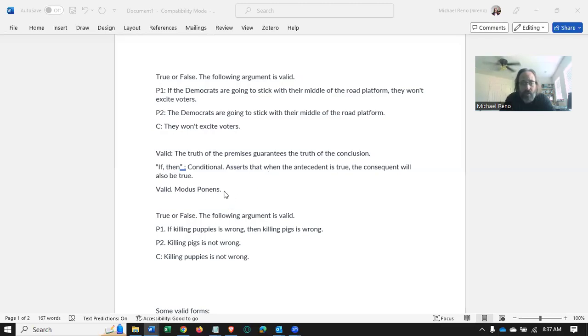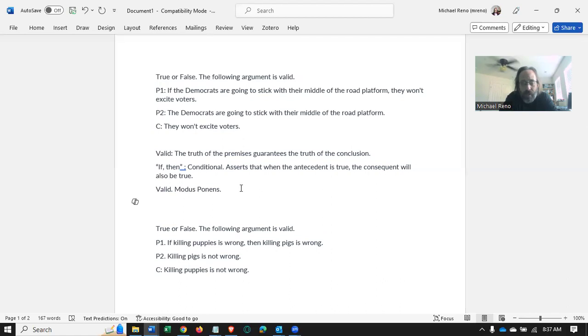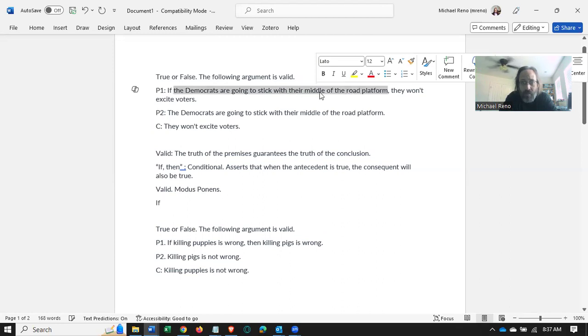So I ended the last video labeling this first argument modus ponens. That's the name of the form. If you notice what the form looks like, if we try to be a little bit more formal about what's actually going on here, you'll notice this sentence, "The Democrats are going to stick with their middle of the road platform," is repeated twice.